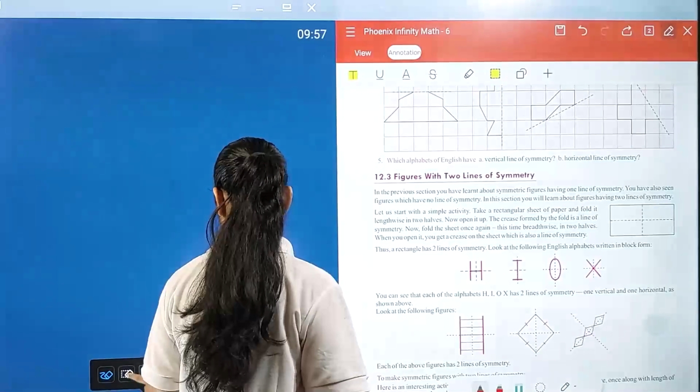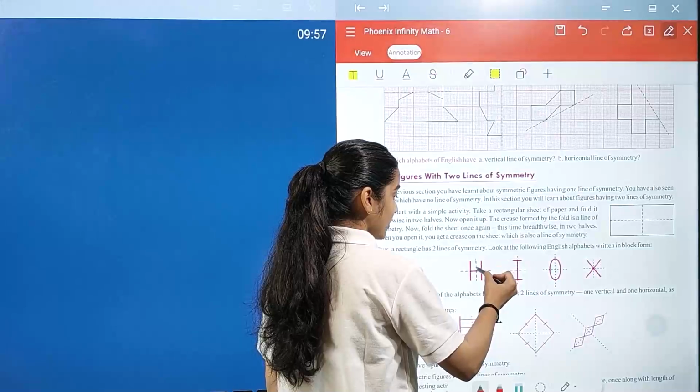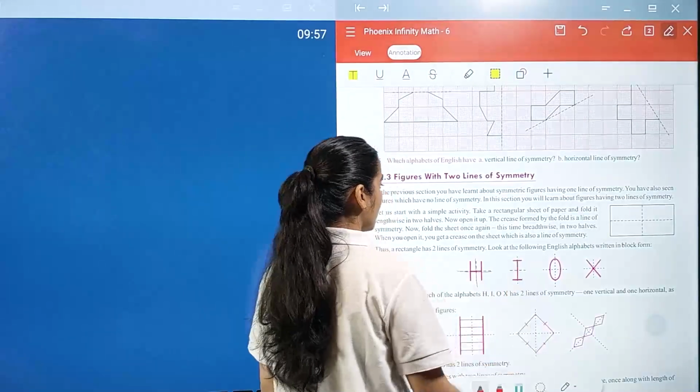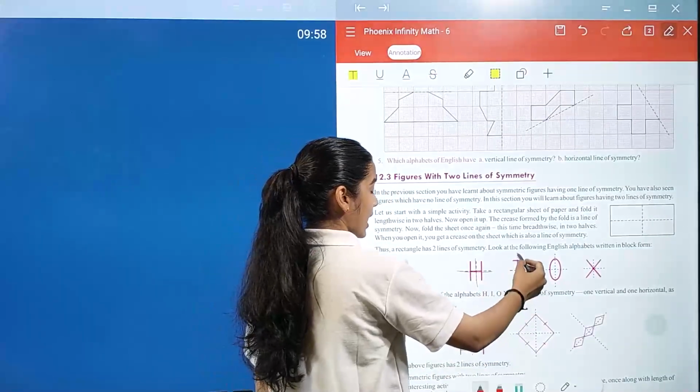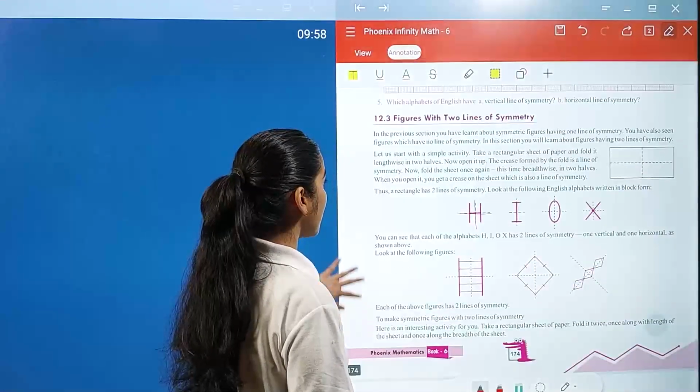For example, the first one is H. Here we can divide it into two equal parts vertically as well as horizontally. I, O, X, these are the figures which have two lines of symmetry.